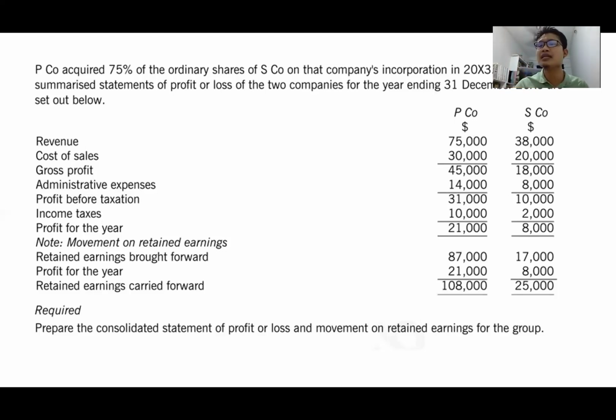representing the parent of the group. And this is going to be very easy. All you need to do is just total up everything. The revenue of PICO plus the revenue of ESCO, the cost of sales of PICO plus the cost of sales of ESCO, and you will get marks just by doing that. This is just a plus and minus exercise.